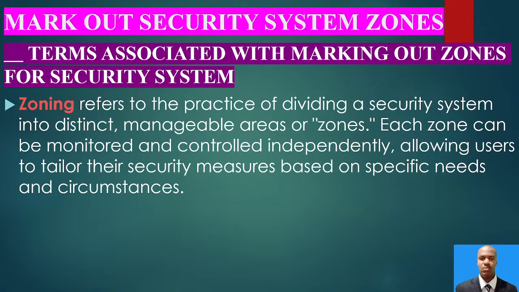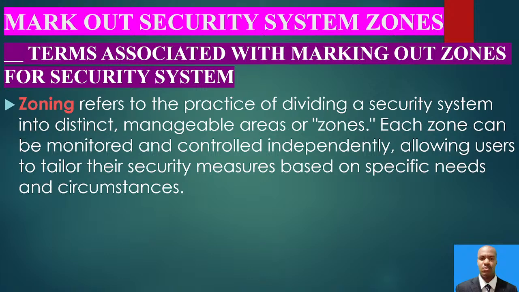And zoning simply refers to the practice of dividing a security system into distinct or manageable areas or zones. Each zone can be monitored or controlled independently, and this allows the user to have tailored security measures based on specific needs and circumstances.